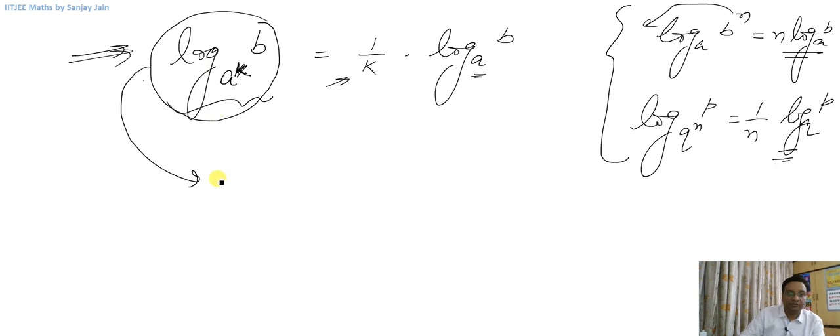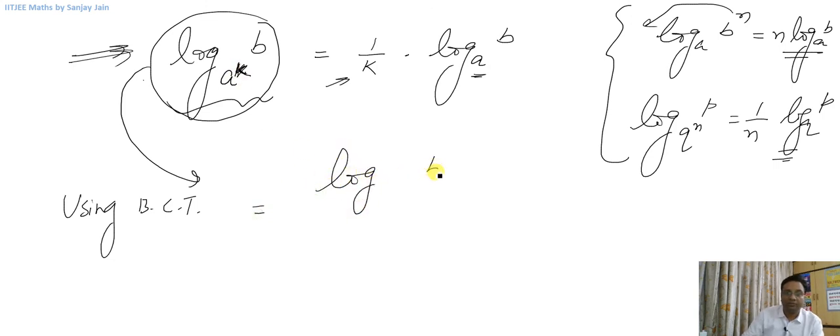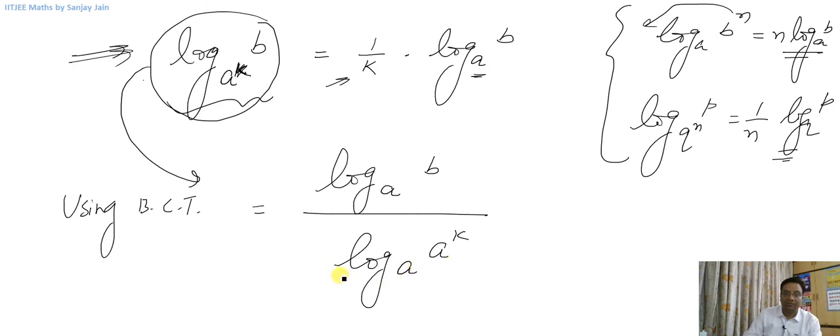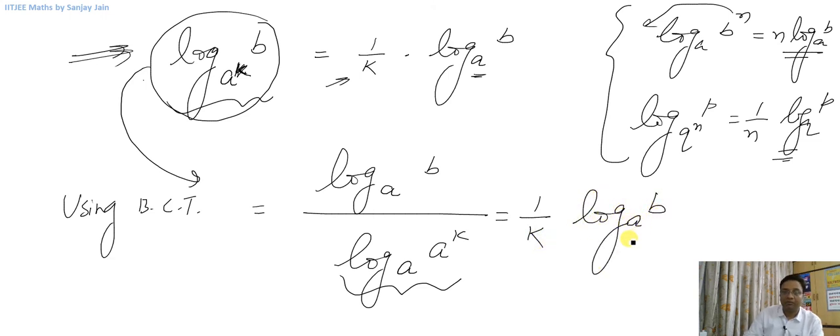So what I will do is, using base change theorem, I will write it like this: log b divided by log a raised to power k. This is how we write it. Then the new base, I am taking the new base as a. Now if you observe, the denominator is nothing but k, right? We have studied this kind of expression. So the denominator is k, so I can write it as 1 by k, and the numerator is nothing but log b to the base a, which is the required expression.